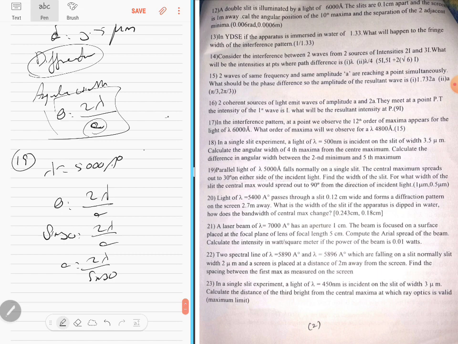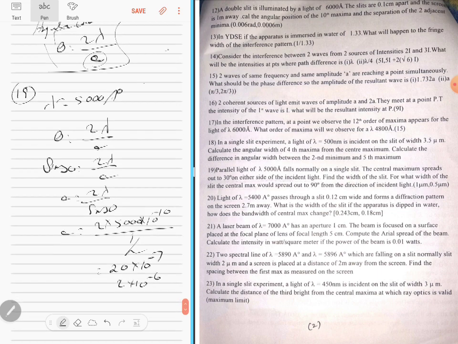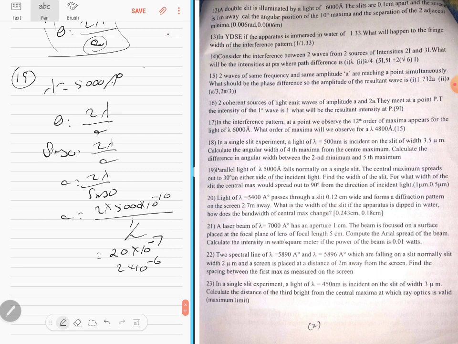For what width of the slit would the central maxima spread out to 90 degree from the direction of the incident ray? Find the width of the slit. So then you can write A is equal to 2 into 5000 into 10 to the power minus 10 by sine 30, which is 1 by 2. So 4 2s are 2 to the 4, 5 4s are 20. So 20 into 10 to the power 3, so it will become 10 to the power minus 7. So 2 into 10 to the power minus 6. That is the width that I am getting.